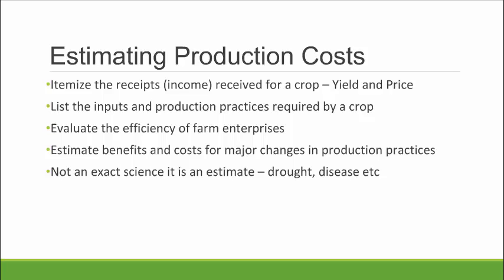And it's not an exact science. It is an estimation. It doesn't take into account things like drought, disease, crop losses. So often, again, you're estimating these. This is what you hope to produce.